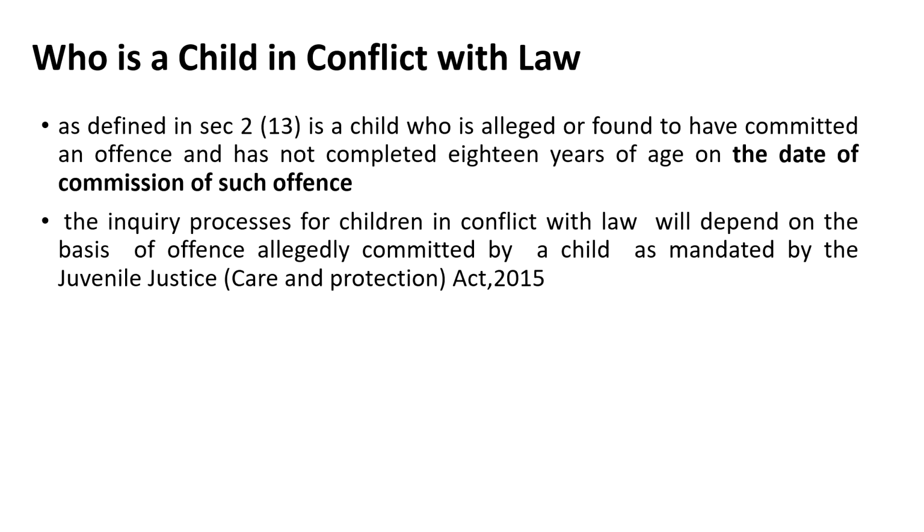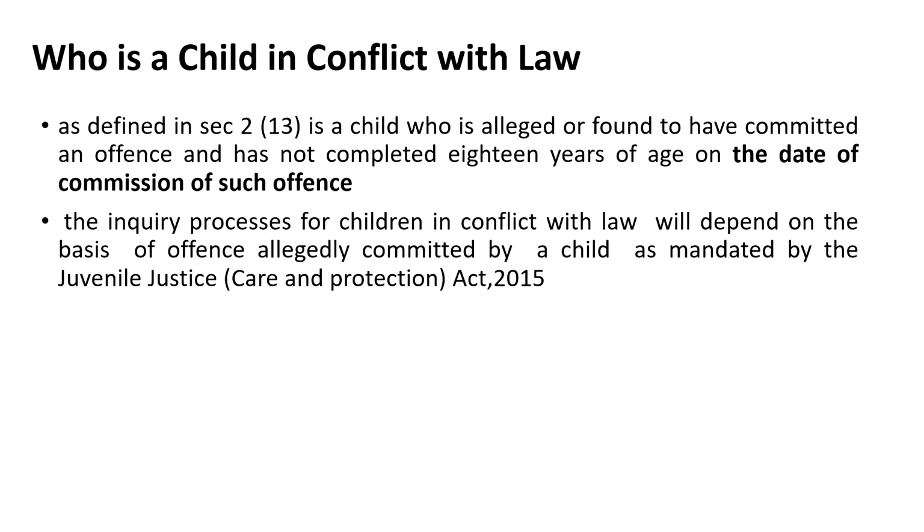Now let's understand who is a child in conflict with the law. As defined in Section 2, sub-clause 13, it is a child who is alleged or found to have committed an offence and has not completed 18 years of age on the date of commission of such offence. The inquiry process for children in conflict with the law will depend on the basis of the offence allegedly committed by the child, as mandated by the Juvenile Justice Care and Protection of Children Act.